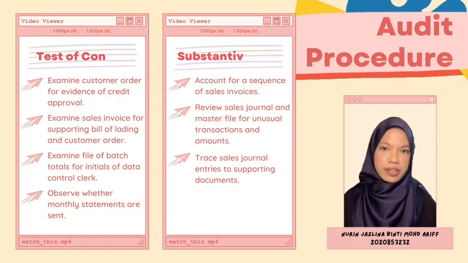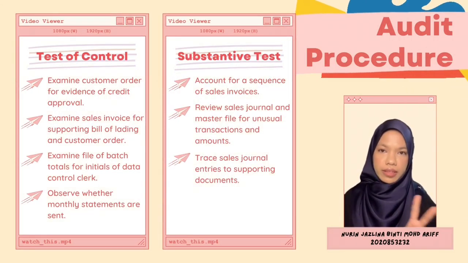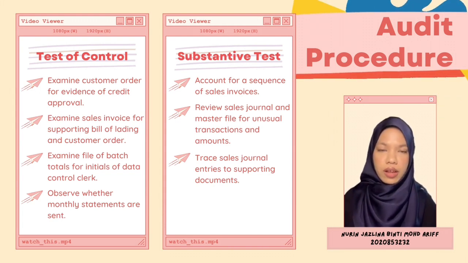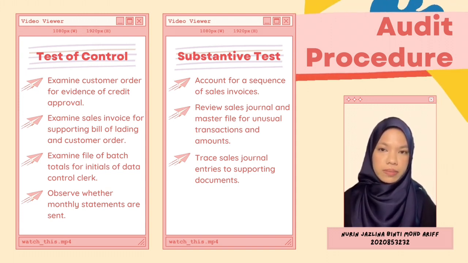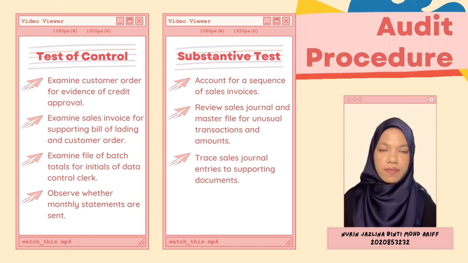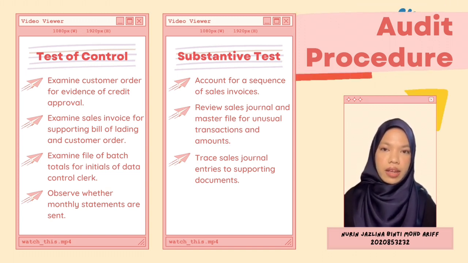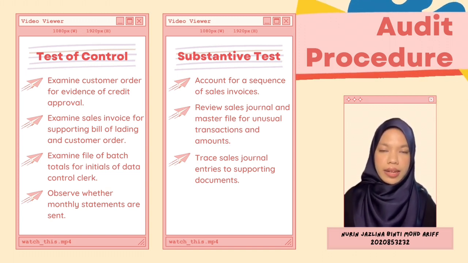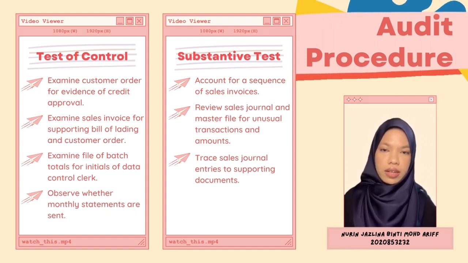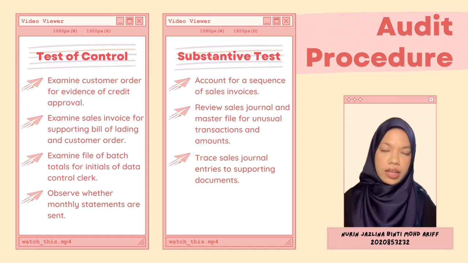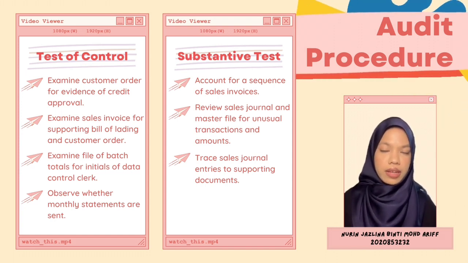For the audit procedure, the auditor may perform 2 tests, which are test of control or substantive tests. Under test of control, auditor may examine customer order for evidence of credit approval. Moreover, examine sales invoice for supporting bill of lading and customer order. Next, examine file of batch totals for initials of data control clerk. Finally, observe whether monthly statements are sent or not.